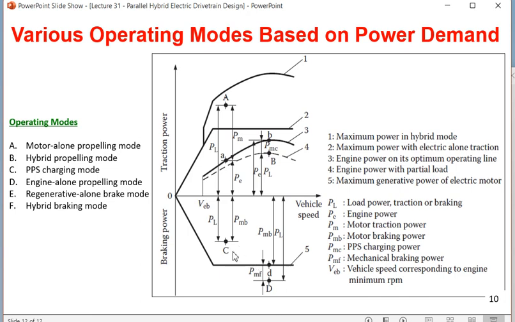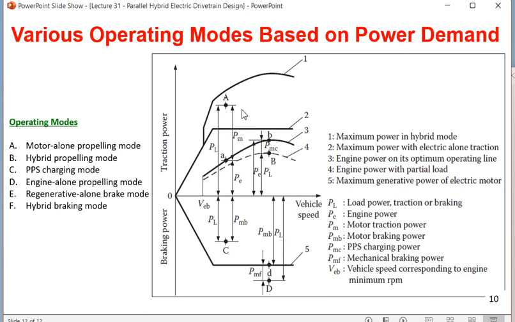In the previous case, C was combined brake and D was brake only by electrical. But in this case, C is the brake only by electrical, that is only PMB will be acting here. You are finding that the demand brake is the same as the electrical brake. That means whatever brake is demanded will be satisfied only by the electrical braking. And D is the combined or hybrid braking, which is the addition of the whole thing. This is the demand brake power, which is coming from PMF and PMB. So PMB is the electrical brake and PMF is the mechanical brake. So D and C are already explained.